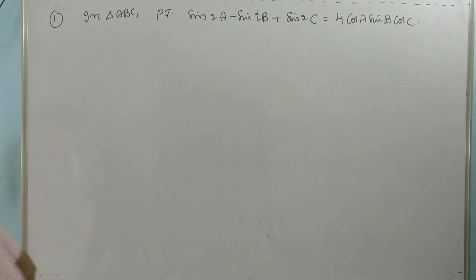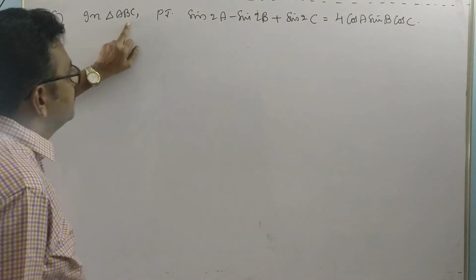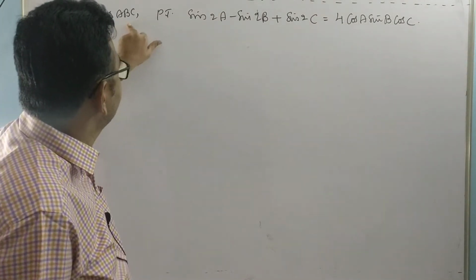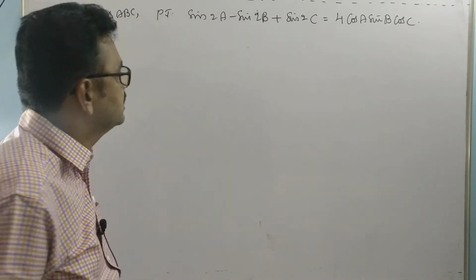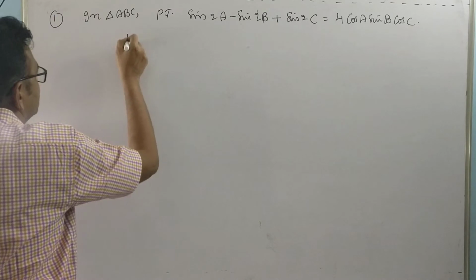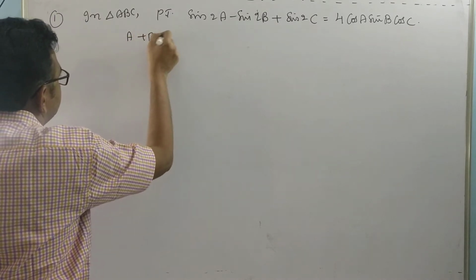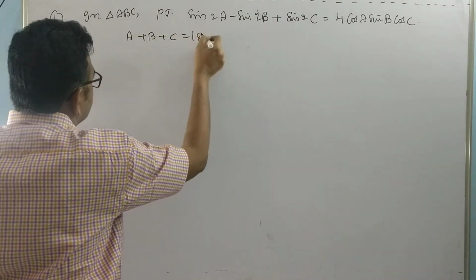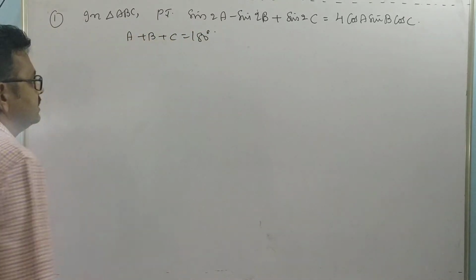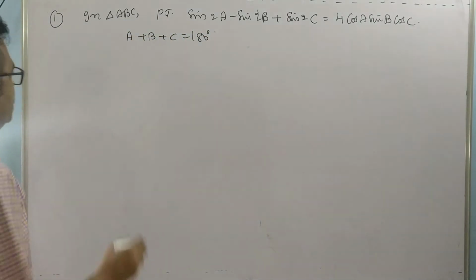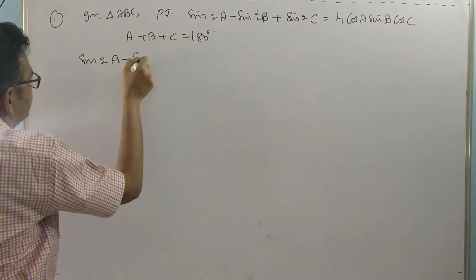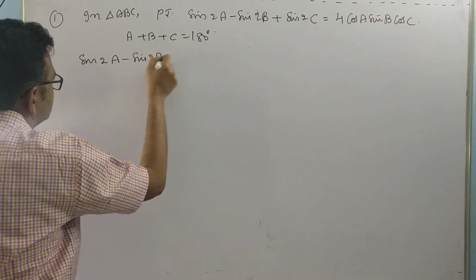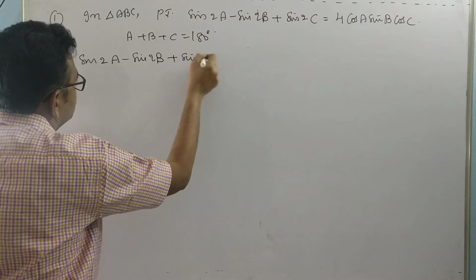Triangle ABC means A plus B plus C equal to 180 degrees. If A, B, C are the angles of a triangle, that means A plus B plus C equal to 180 degrees. In a triangle ABC, the sum of the three angles is 180. Now I have to prove that. So this is sin 2A minus sin 2B plus sin 2C.